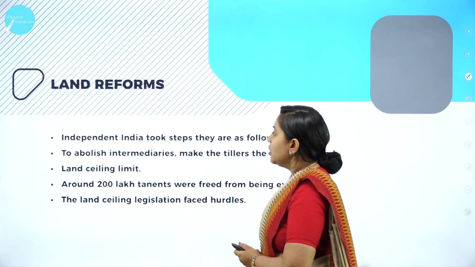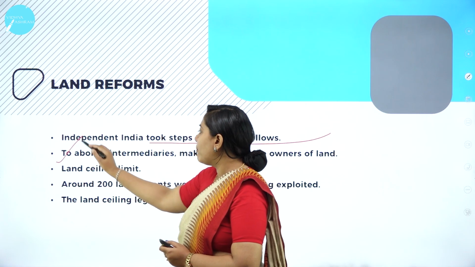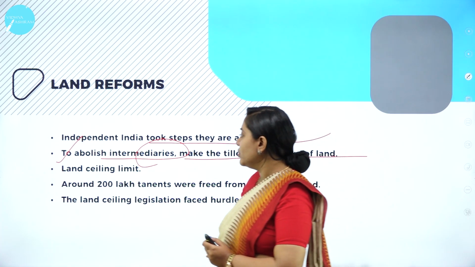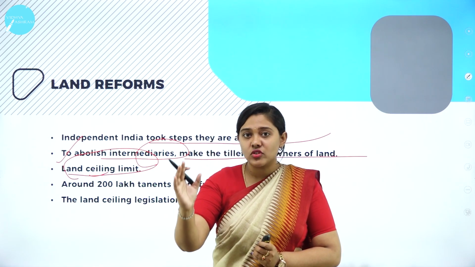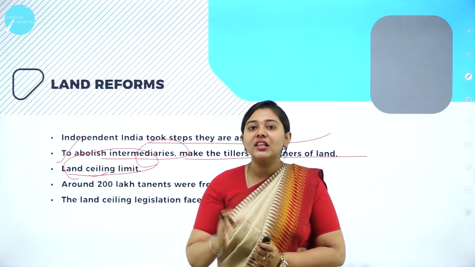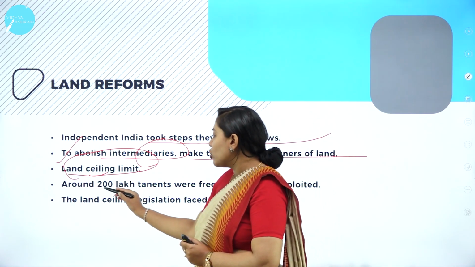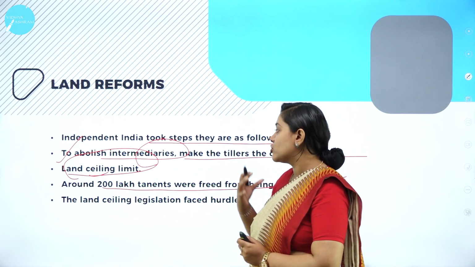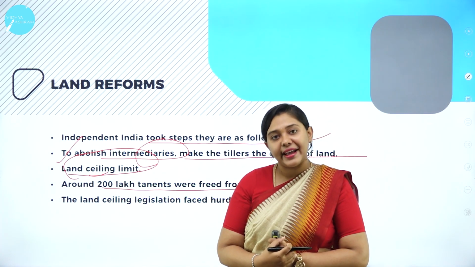Moving forward, independent India took steps. They are as follows. First is to abolish the intermediaries, to make the tillers the owners of the land, as I have told you. Land ceiling limit. Land ceiling limit means that per person, the land was restricted. For example, 1 acre, 2 acre. Based on the person's capacity and wealth, the land area limit was fixed. Next, around 200 lakh tenants were freed from being exploited. From this 200 lakh tenants, the farmers were protected from exploitation.